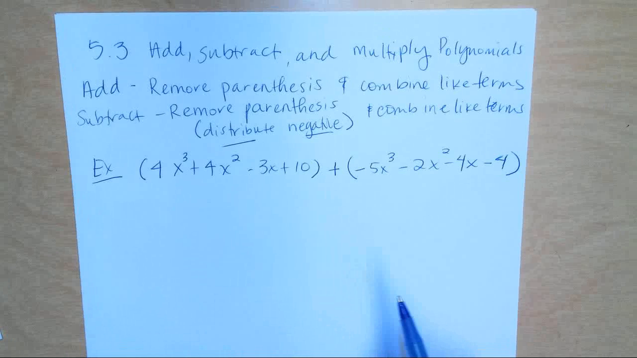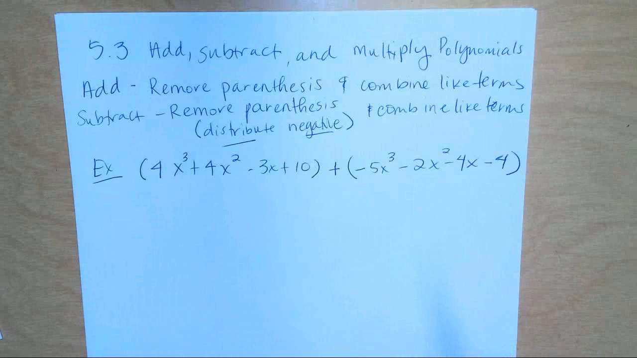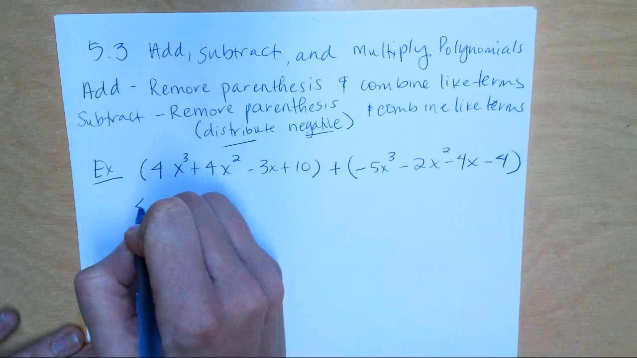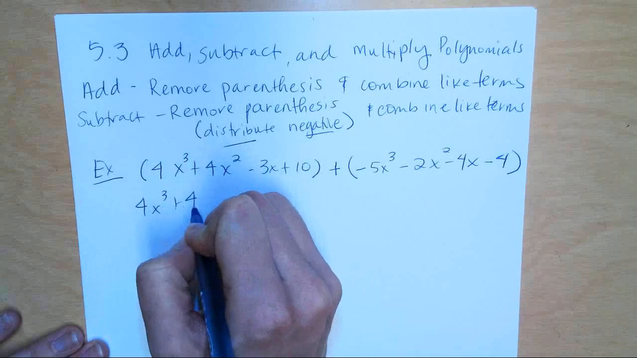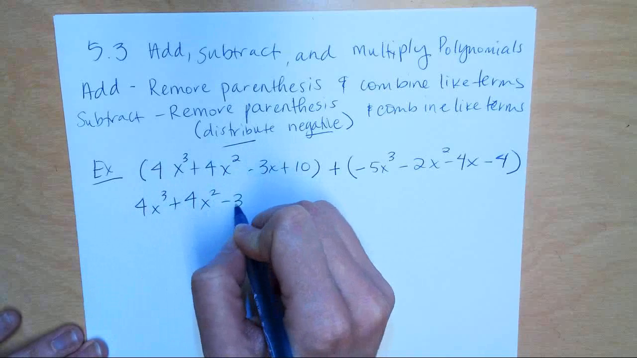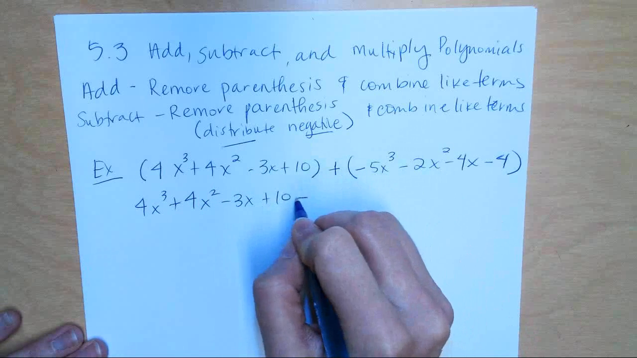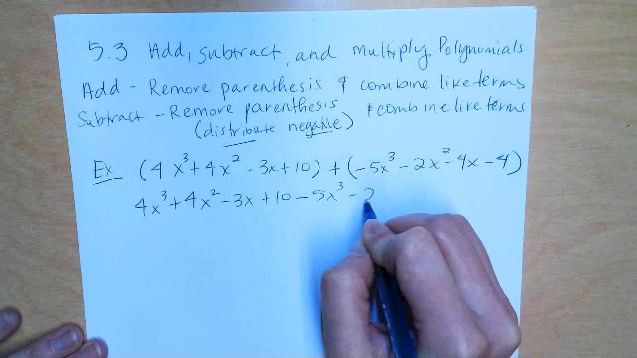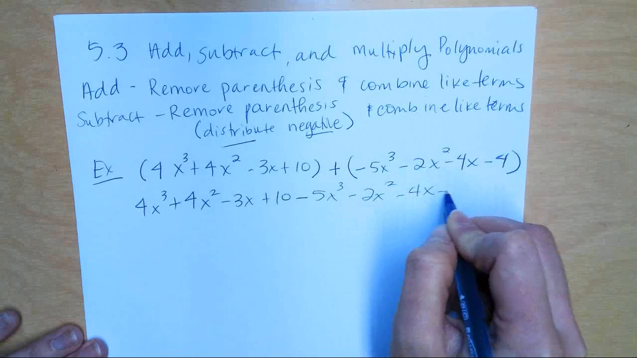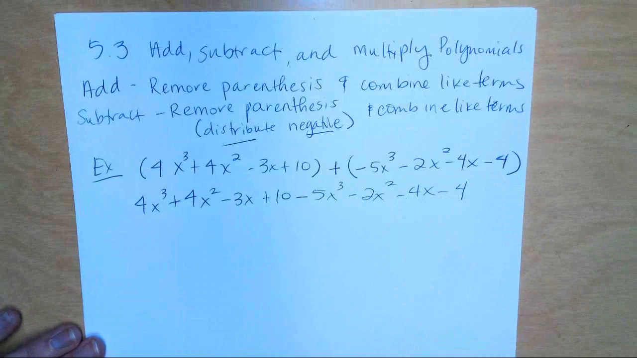Now, to remove the parentheses, that's all I really have to do. They're being added, so there's nothing that we're going to have to do to either one of them. So we would just have 4x cubed plus 4x squared minus 3x plus 10. And then I have minus 5x cubed minus 2x squared minus 4x minus 4.